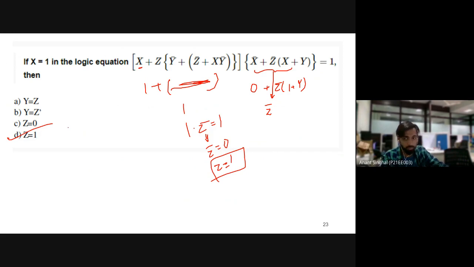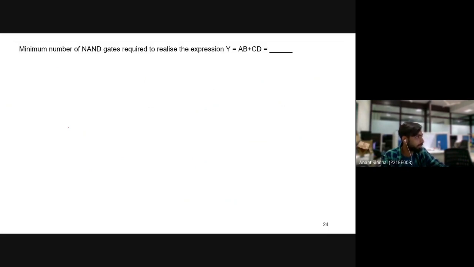So for the next session, maybe you all can do one thing. You can note these questions. I'll start the next session with basic three questions of NAND or universalization. So you can note these questions: how many minimum number of NAND gates you require to make this logic. Minimum number of two input NAND gates, not AB plus CD. Minimum number of two input NAND gates.